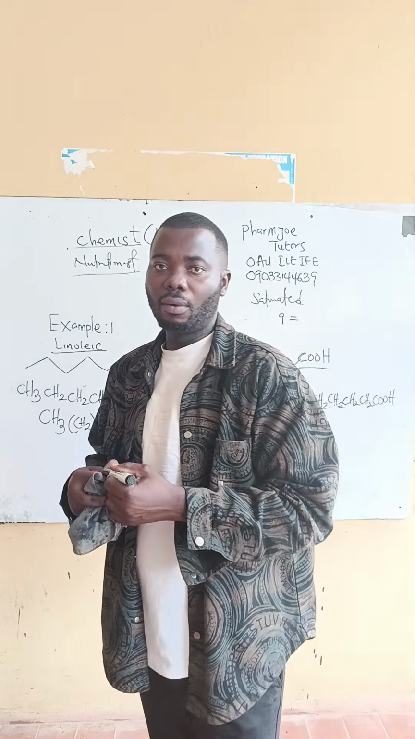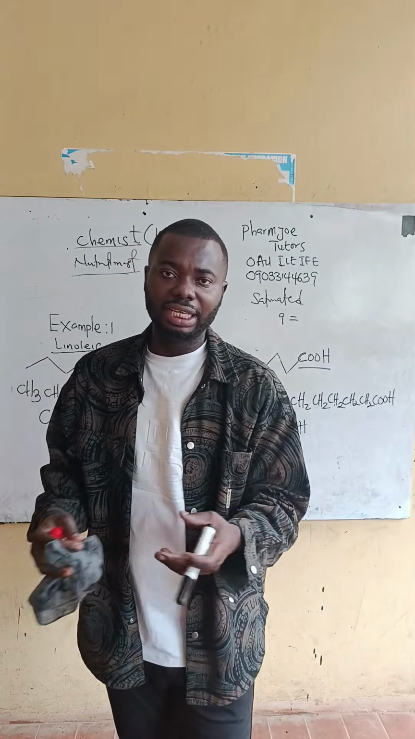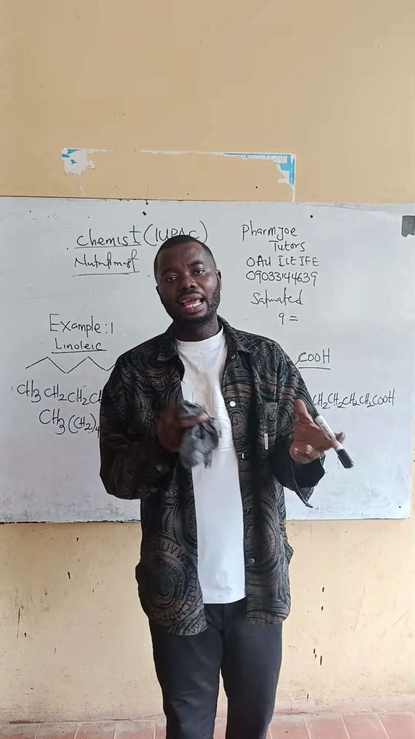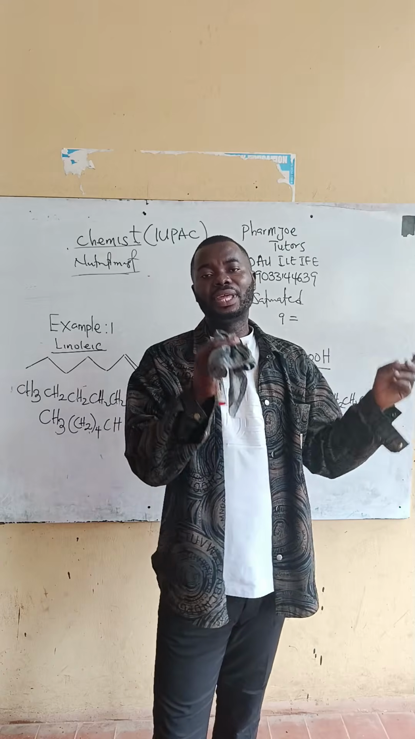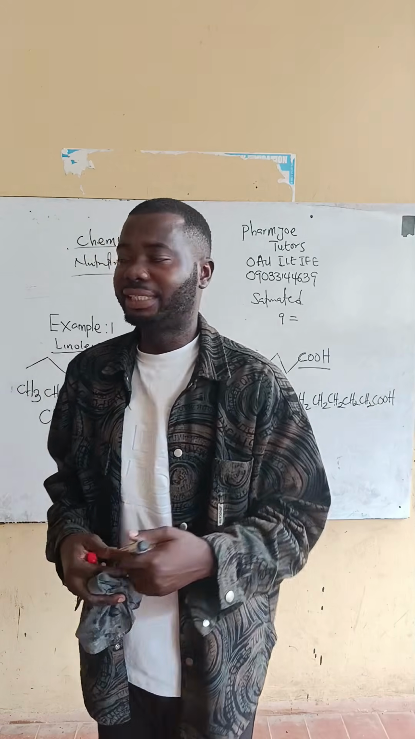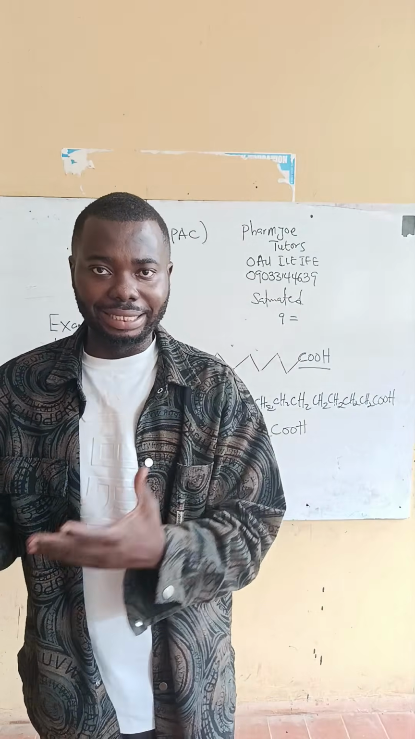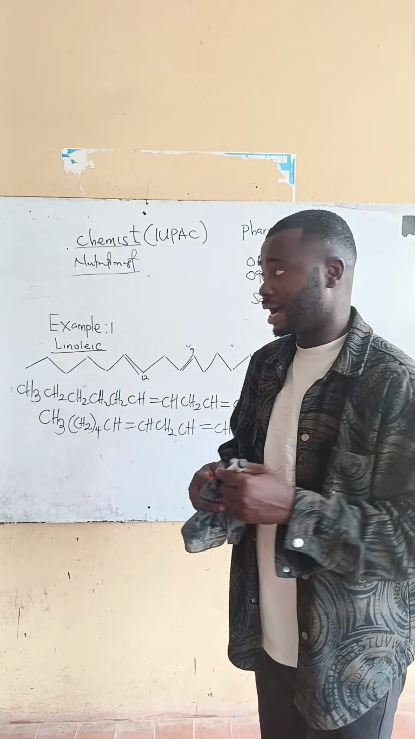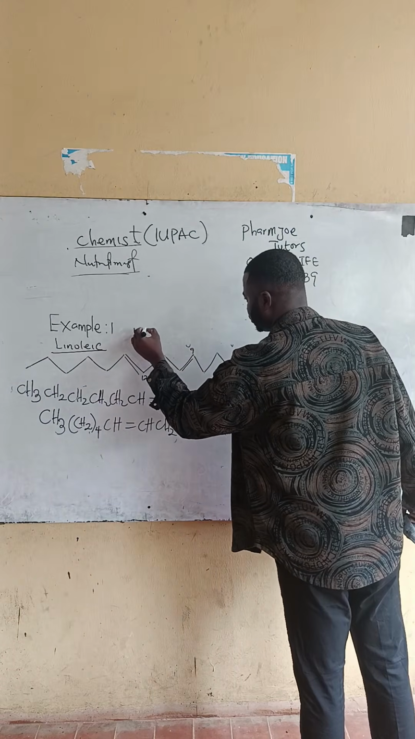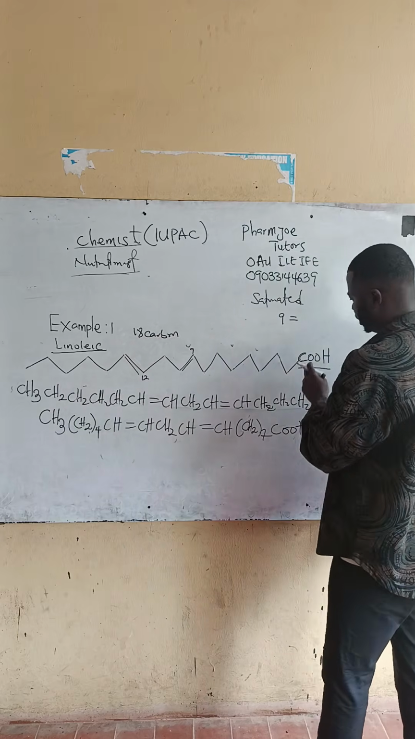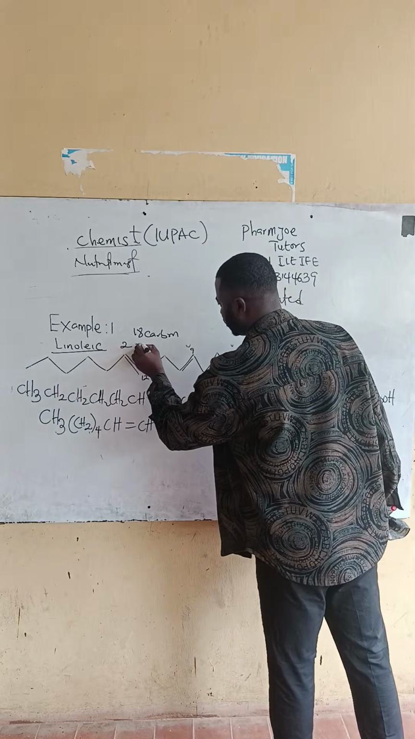Now, according to our root names, if you have 1 carbon, you say meth; 2, eth; then prop, but, pent, hex. 10 is dec, 11 is undec, 12 is dodec, 13 is tridec. So when you get to 18 carbons, what is it called? Octadec, so we use octadeca. This is 18 carbons, and it has double bonds. How many double bonds? 2 double bonds.